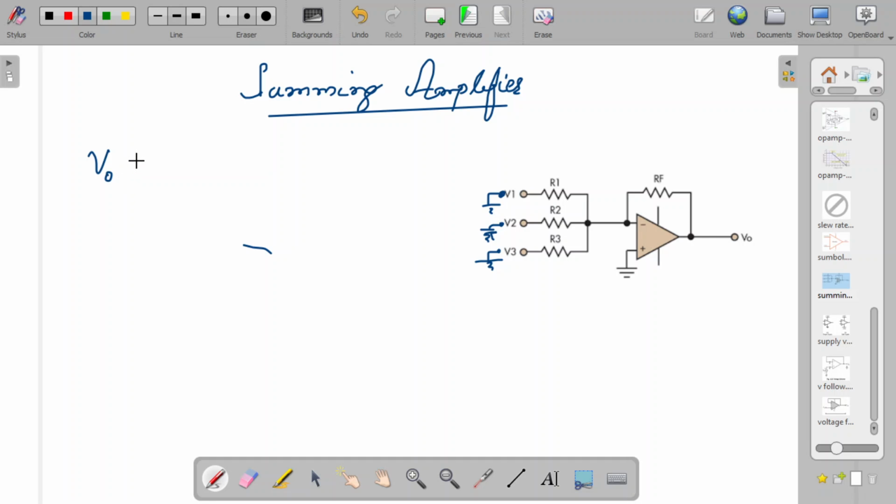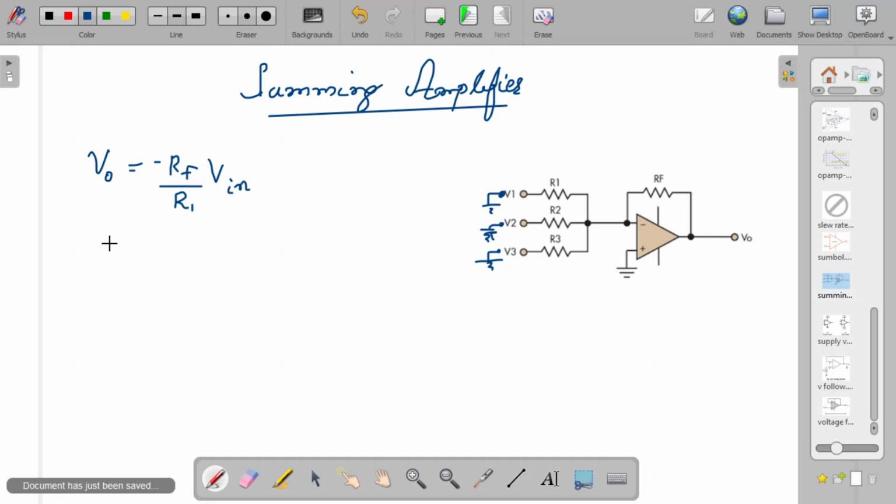You know that the output voltage of an inverting amplifier, which you have already derived, is minus RF by R1 into the input voltage. That is how you studied. But here you have three input voltages, V1, V2 and V3, and only one RF, and in place of R1 you have R1, R2 and R3. The technique used to find the output voltage is called the superposition theorem, which you will be learning later.